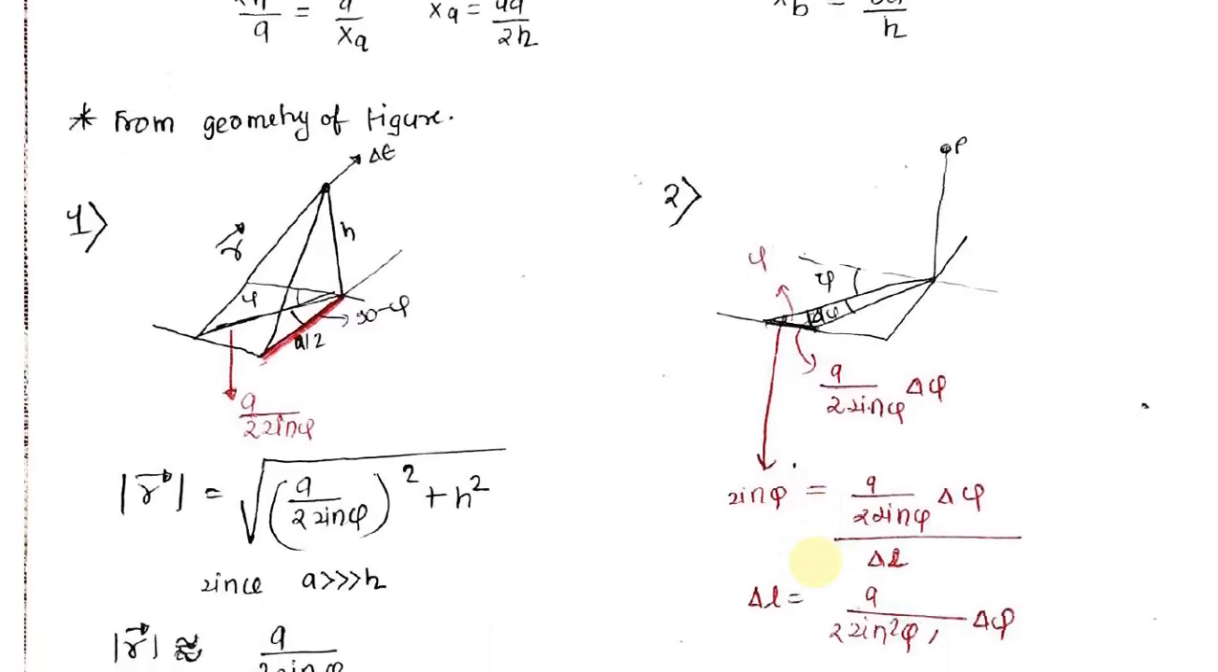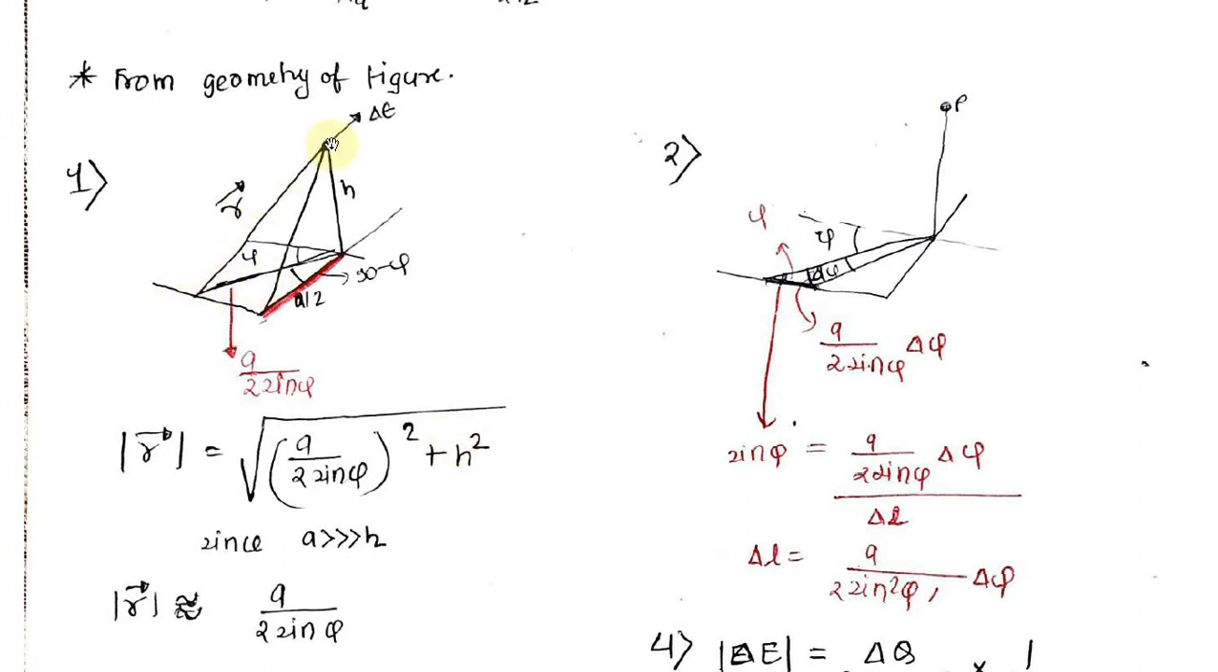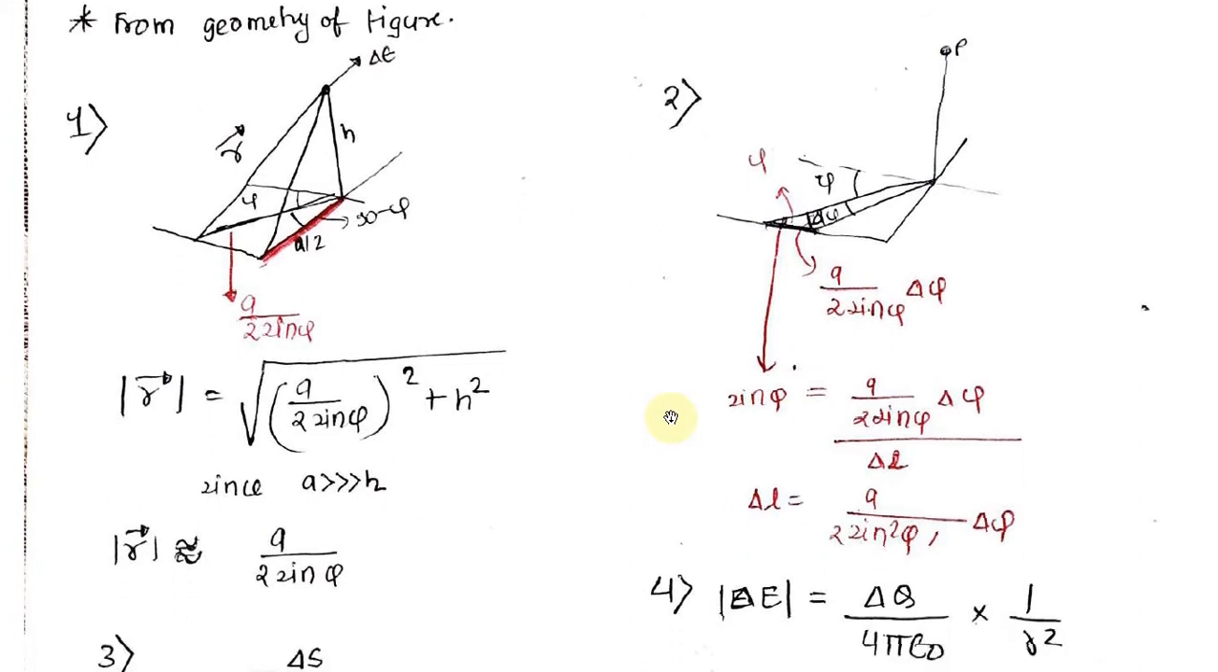Now from the geometry of the figure, if we need to find the distance r that the element makes from P, you can see that this is a by 2 sin psi. How do I get that? From the geometry of the figure, this distance is a by 2 sin psi. This is a by 2, this is psi, this is a by 2 sin psi. Now, a by 2 sin psi squared and h squared. Since a is much greater than h, I can say that r is approximately a by 2 sin psi. Second, I want to find the edge length of this element. You can see that this is a by 2 sin psi, this is a by 2 sin psi d psi, and this is perpendicular.